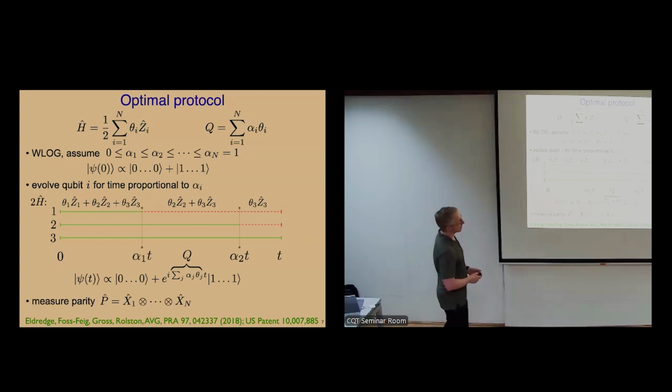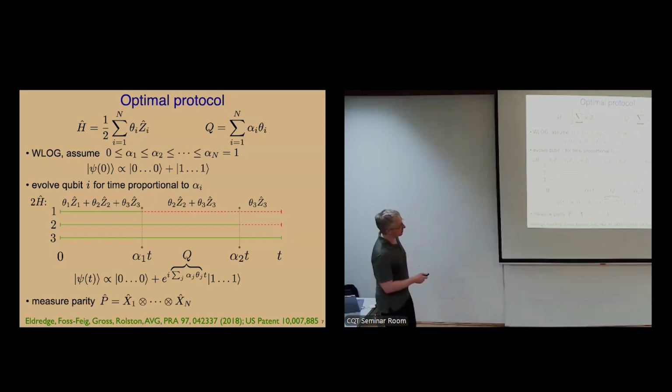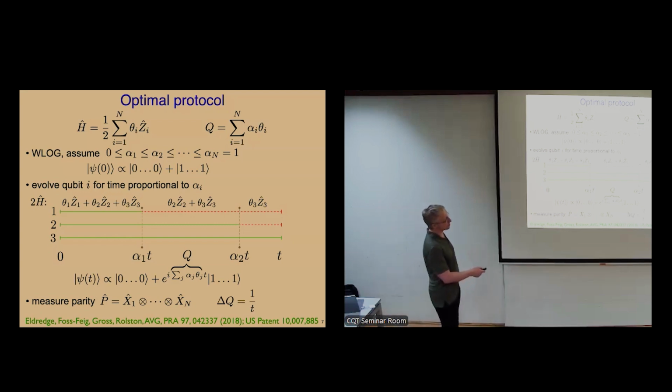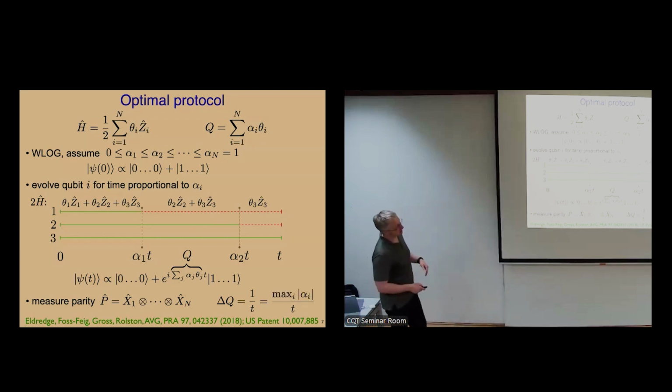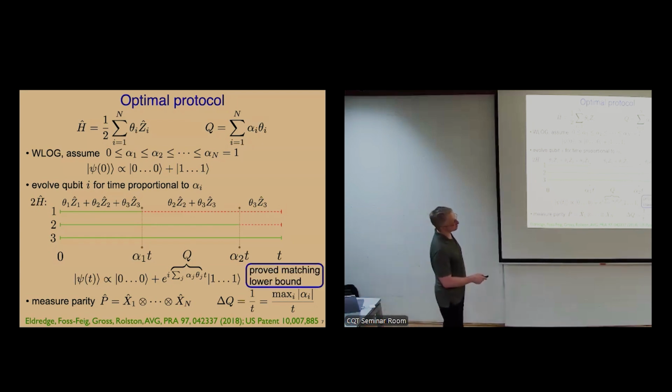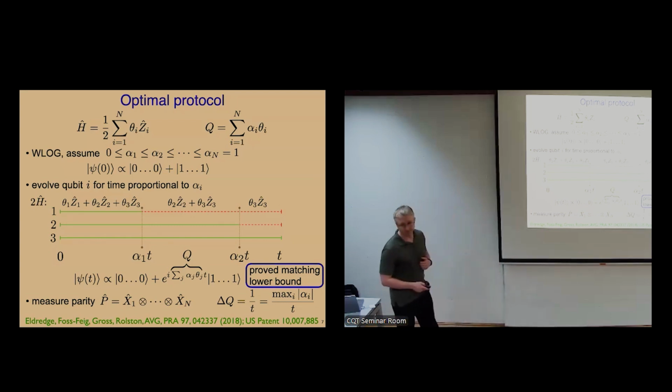So this is Q. And then if I measure the parity, which is the product of all the x's, then I find that the uncertainty in the measurement of Q is just the thing that's multiplying Q in the exponent, here in the denominator. So delta Q is 1 over T. And if I release this assumption of the largest alpha being 1, it's actually given by the largest alpha divided by T. What we proved in this paper is that not only is this achievable with this protocol, but it's actually the best thing you could do.